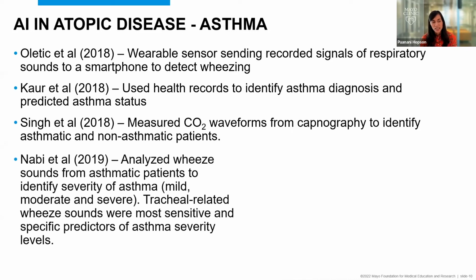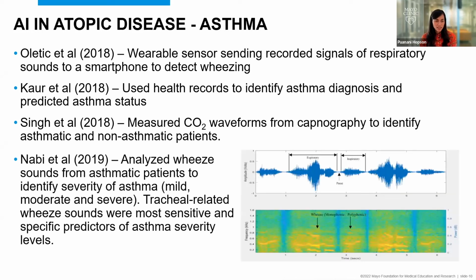And then the last analyzed wheeze sounds from an asthmatic patient to identify the severity of their asthma, whether it's mild, moderate, or severe. And this was tracheal-related wheeze sounds. So there was a sensor that was placed on the skin near the trachea, and these sounds were then pieced out and categorized, and were able to be quite sensitive and specific as predictors for asthma severity levels.